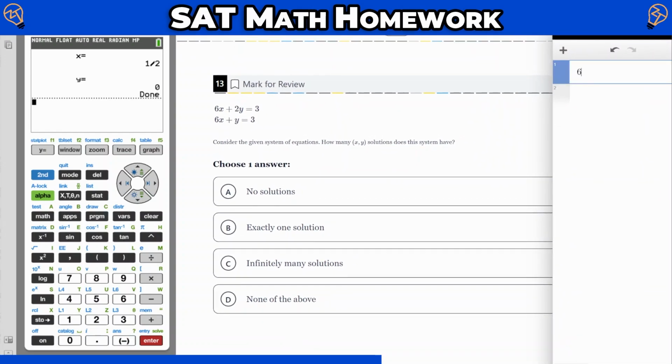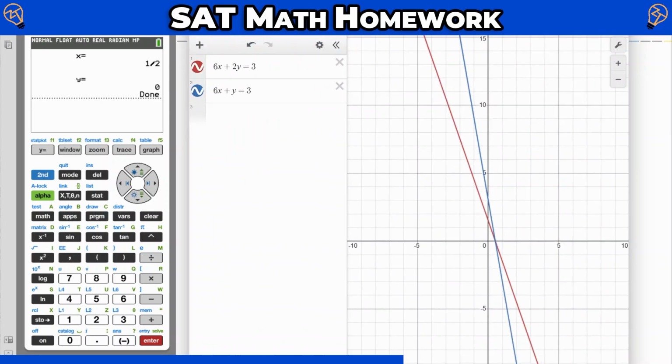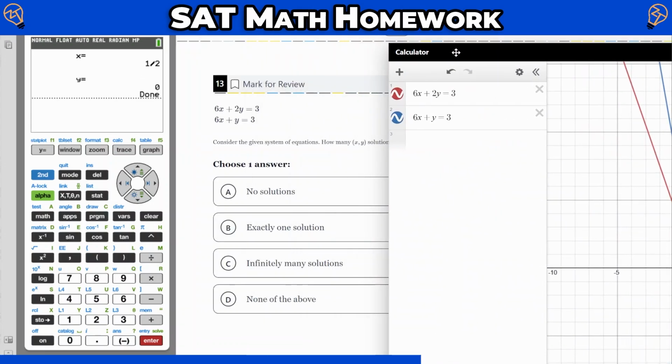So we have 6x plus 2y equals 3. I'm going to press enter and do 6x plus y equals 3. And then let's go ahead and take a look at what we have here. Well, you can clearly see that they're intersecting. It doesn't really matter what that point is. If I wanted to know it, I could click on it. It looks like 1/2 comma 0, which is the same that we got, which again means that we have one solution, making the correct answer option B.